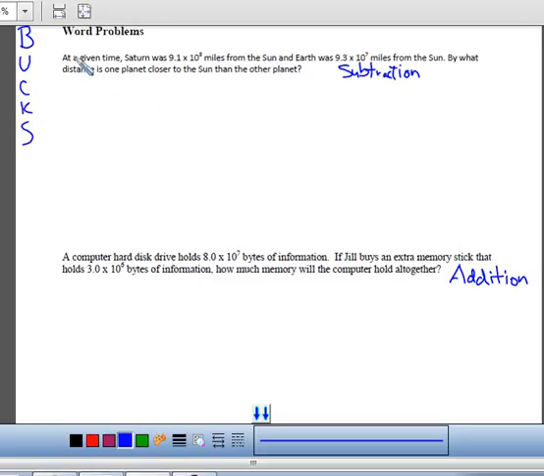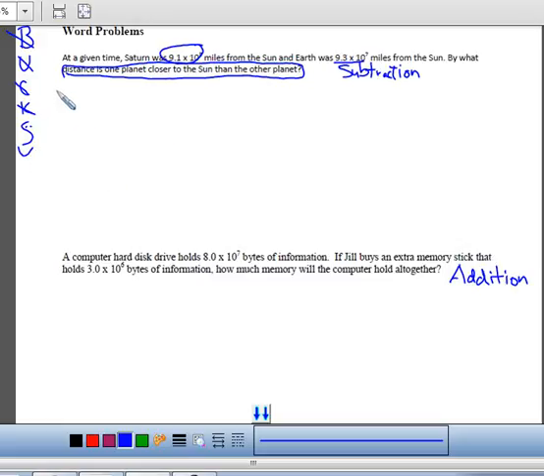So first, at a given time, Saturn was 9.1 times 10 to the 8th miles from the sun, and Earth was 9.3 times 10 to the 7th miles from the sun. By what distance is one planet closer to the sun than the other? So, we're trying to answer this question here, so that's where I'll put my box. Underline and circle. I'll underline the Earth's distance. I'll circle Saturn's distance. Okay, there's no unimportant information. So last step, solve with a smile.